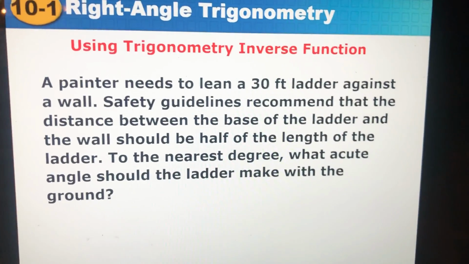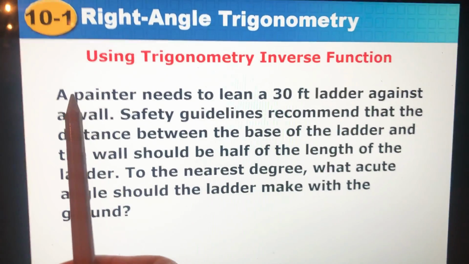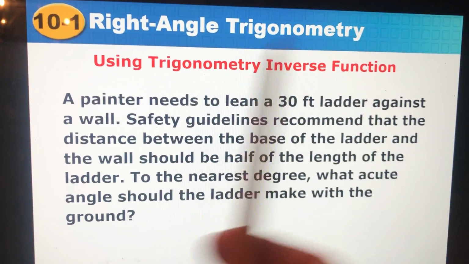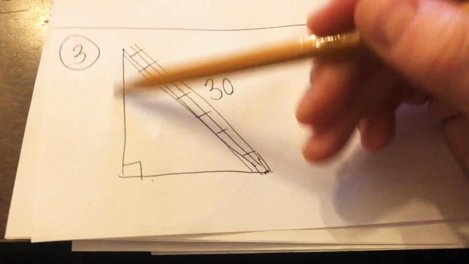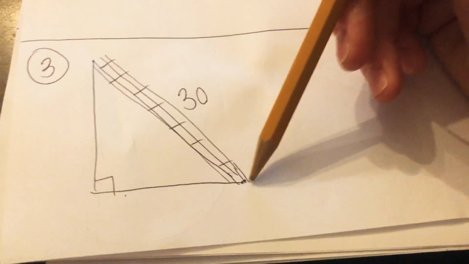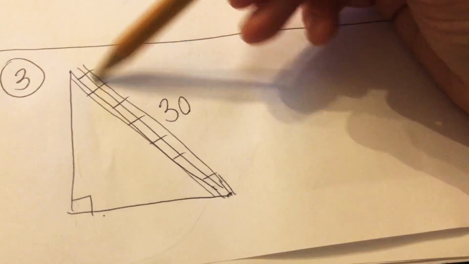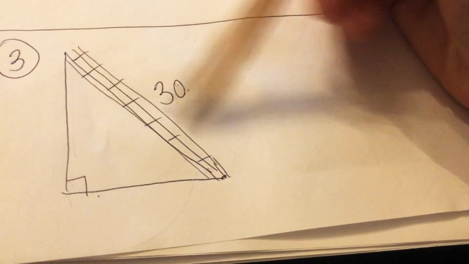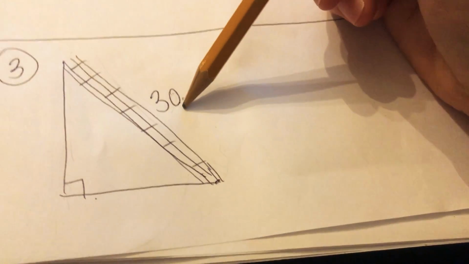All right, so I started to draw this here on my paper, so let me just start here. A painter needs to lean a 30-foot ladder against the wall. So if you're confused as to how to draw the triangle, just think. Here's a wall, right? And don't mind my ladder, but that's supposed to be a ladder. The ladder is leaning against the wall, and it's a 30-foot ladder, right? So that means the hypotenuse is 30, okay?